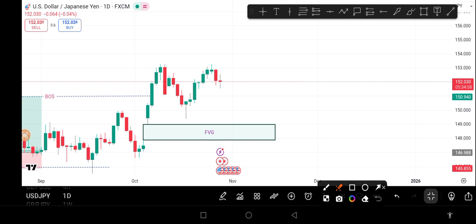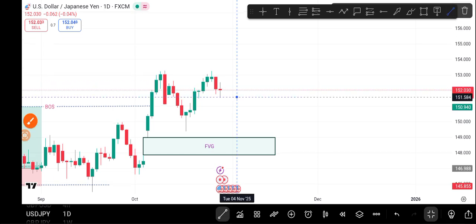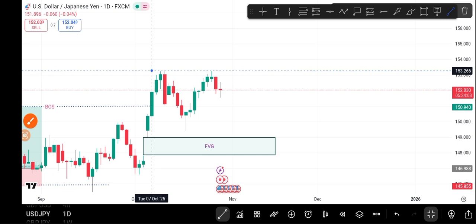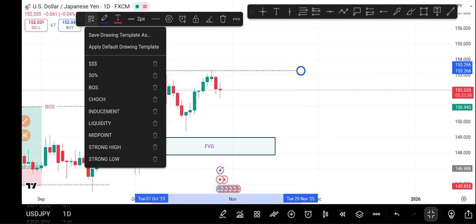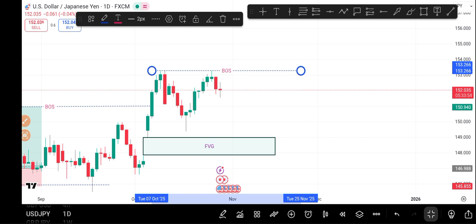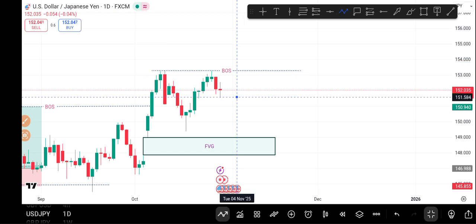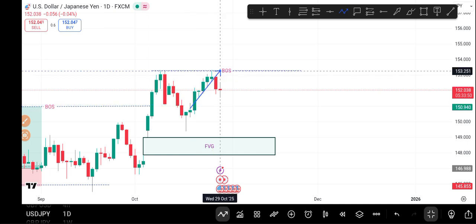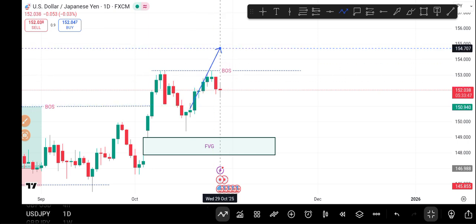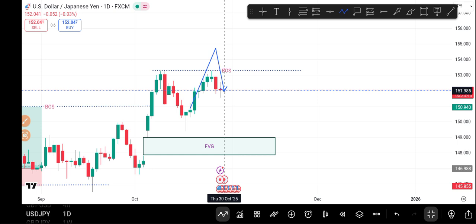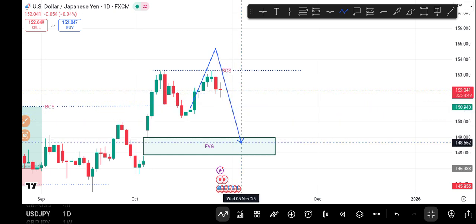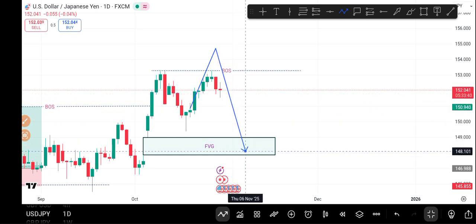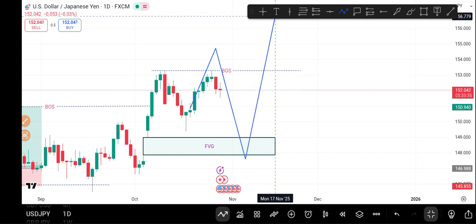Now before, my setup was like this, but I don't think it has played the way I expected. I wanted this price to move up to break this structure. It was somewhere here when I was analyzing. I wanted it to move up to this point, break this structure, and then come back to this fair value gap and even tap into this order block below the fair value gap, and then go up to break structures.